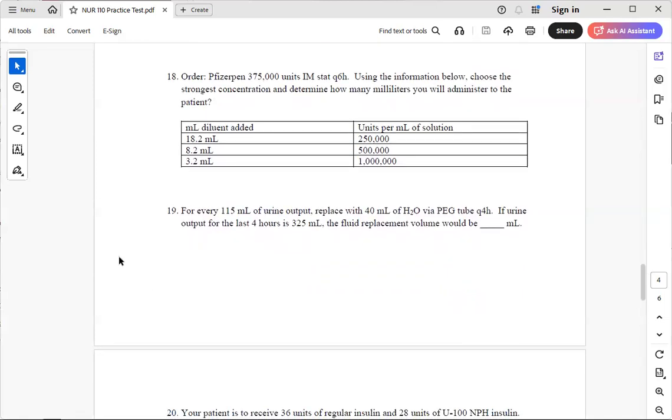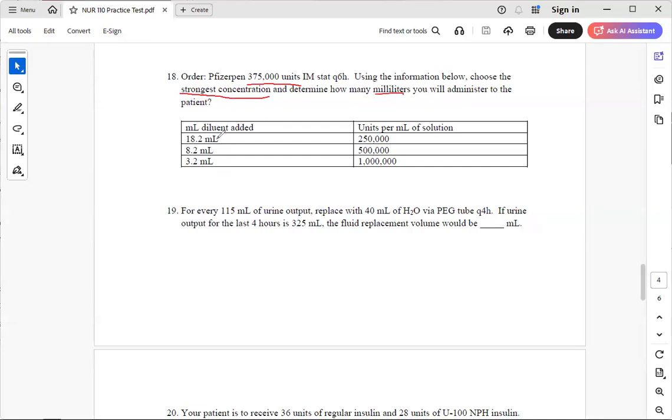All right. For this Pfizer pen question, we have our order. You're used to seeing that every 6 hours. And it tells you to choose the strongest concentration. And then how many ml will you administer for the patient? So how do we determine the strongest concentration? I can look at the milliliters diluent added, and I can say, if I add more water, it'll be more dilute, which means it'll be a weaker concentration.